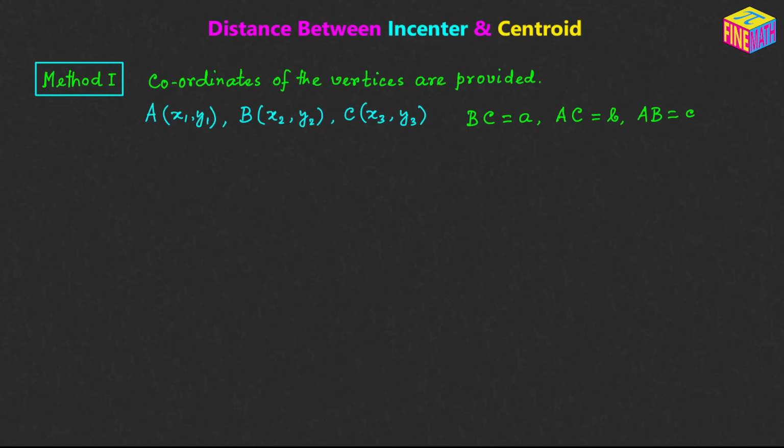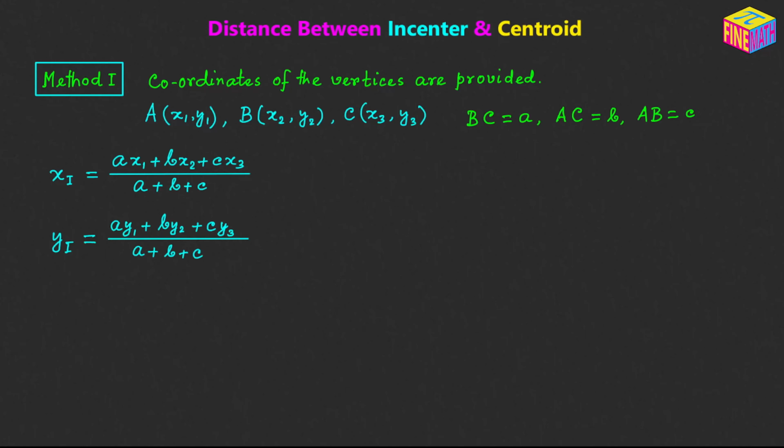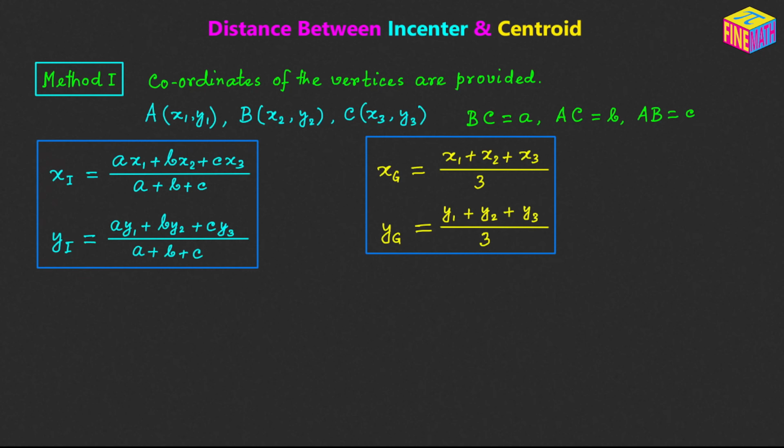And here in this first method, we are going to use the coordinates of the incenter, which look like this. So when we are provided with the coordinates of the vertices of a triangle, we can easily calculate the coordinates of the incenter, and similarly we can also easily calculate the coordinates of the centroid, which look like this. So once we are able to calculate the coordinates of the incenter and the centroid, we can then use the distance formula again to find the distance between the incenter and the centroid. And so the distance is going to look like this, and that is how we can easily calculate the distance between the incenter and the centroid.